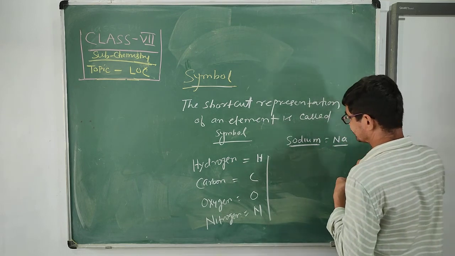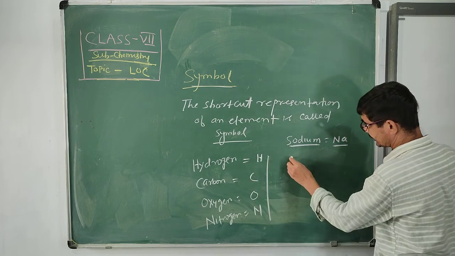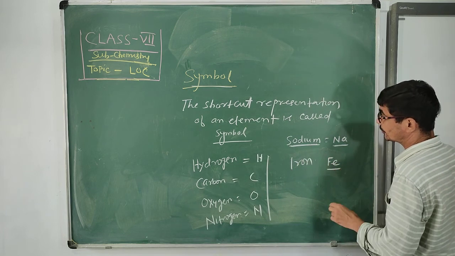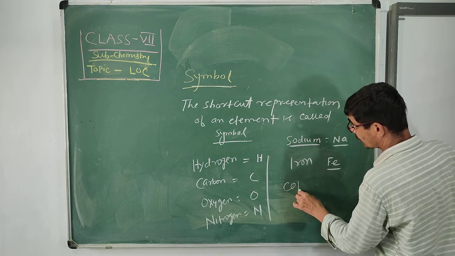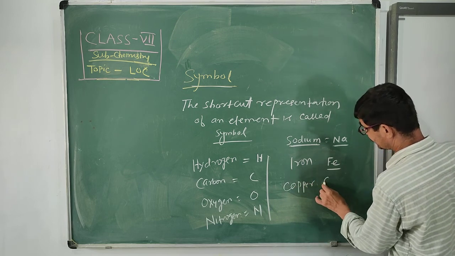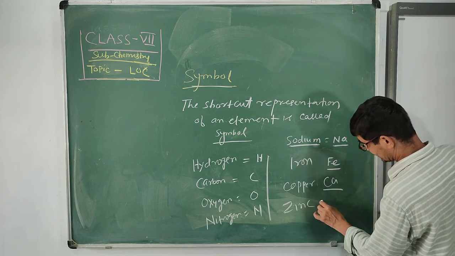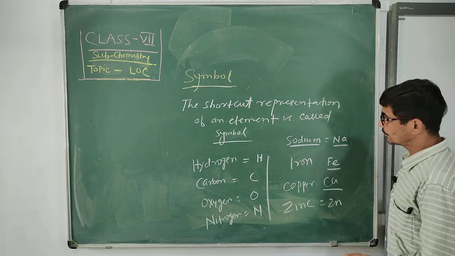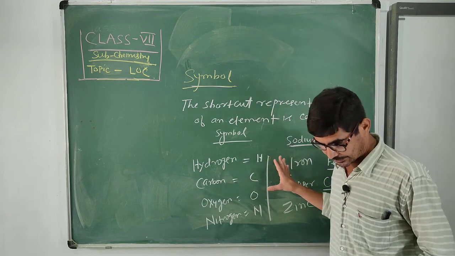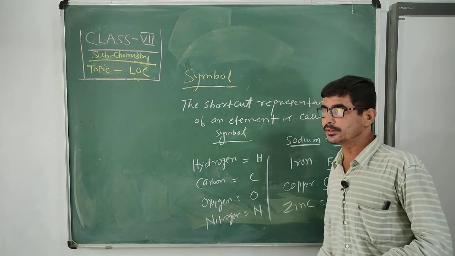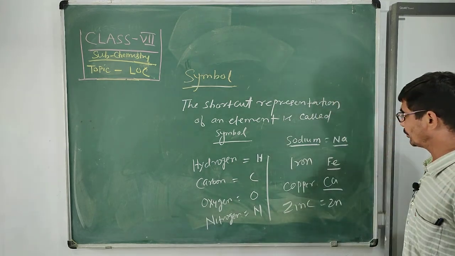Next, in case of iron, Fe is the symbol of iron. In case of copper, Cu is the symbol of copper. In case of zinc, Zn. So shortcut representation of an element, that is called symbol. So you will have to learn at least the symbol of an element.